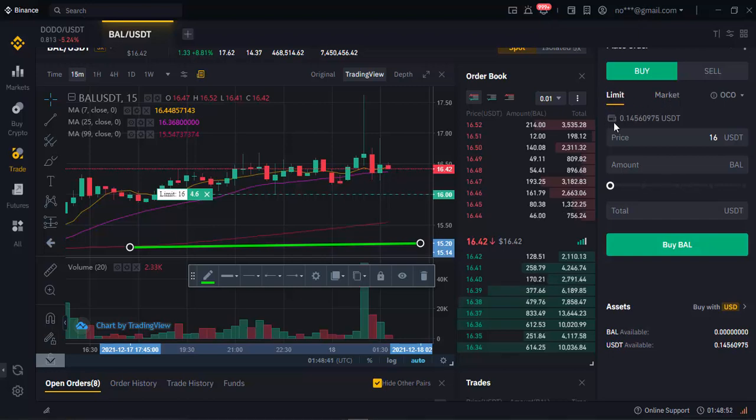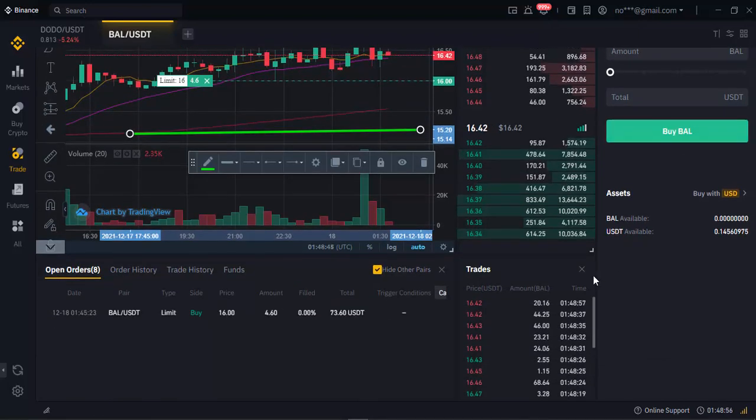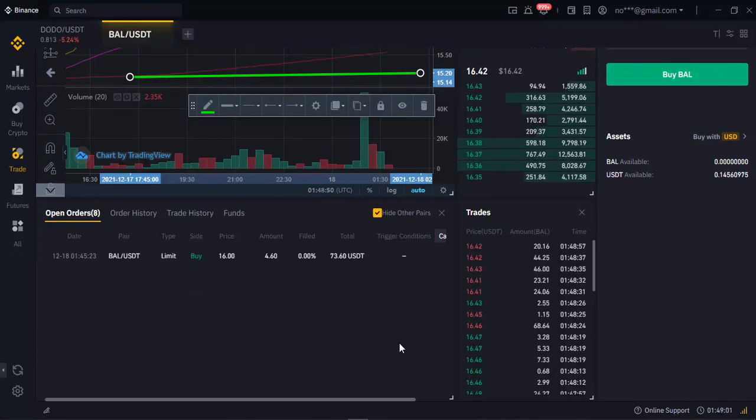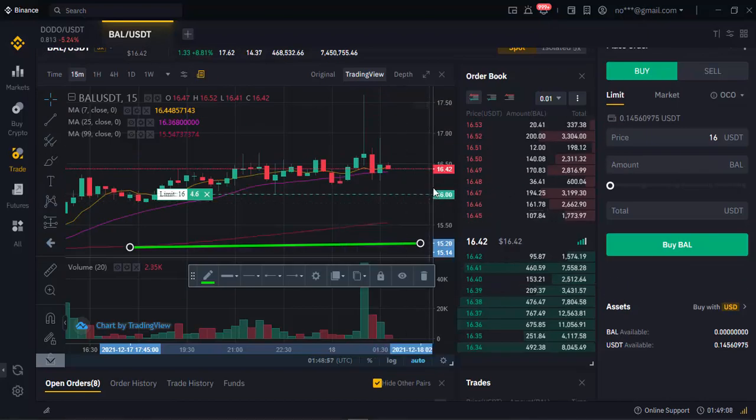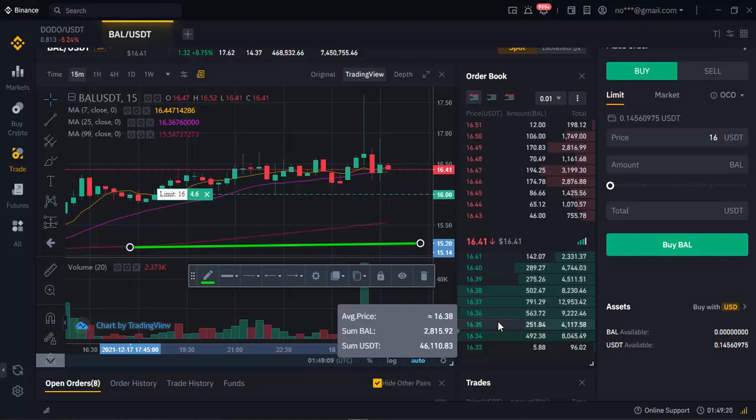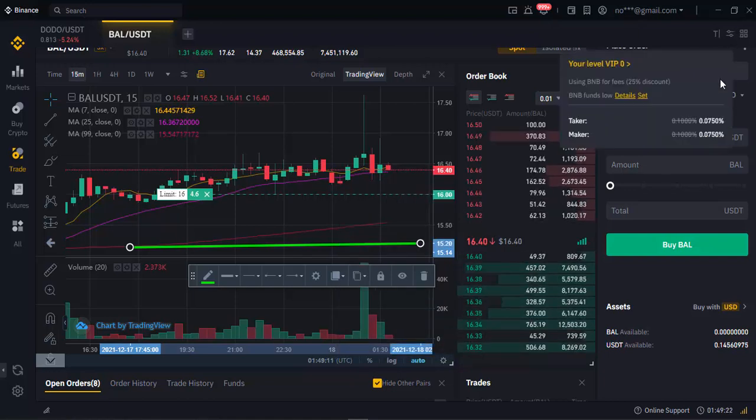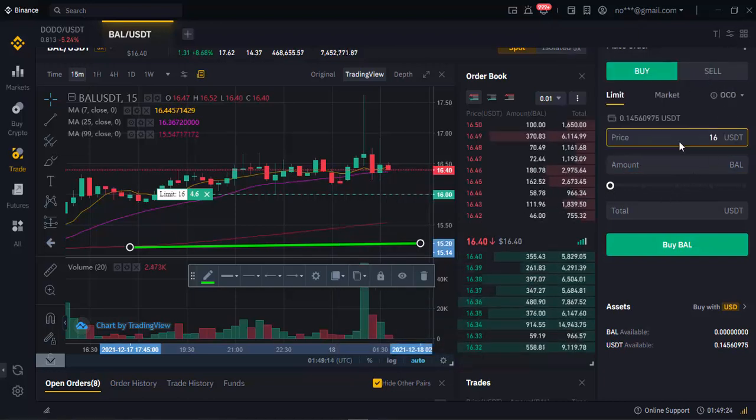Alright, I believe I have explained how to make use of the limit order to buy, but we don't want to wait longer before this price comes down to $16. So what we are going to do is cancel it and buy at something like 16.39 or 16 point something. Alright, something that is going to execute very quickly. So we also see how to place a limit order sell.